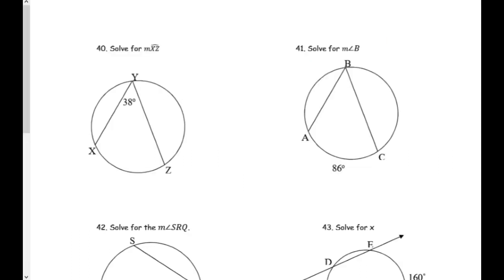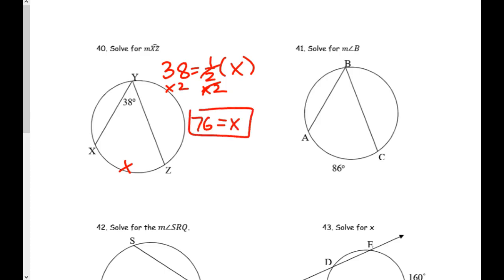More circle stuff. So remember, the inside angle equals half the arc. So we'll call that x. So to get rid of the half, times 2, times 2, 38 times 2 is 76. Okay, so let's call the angle x. The angle equals 1/2 the arc. So half of 86 is 43.